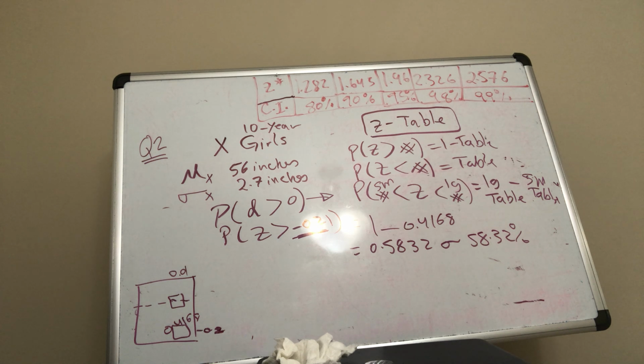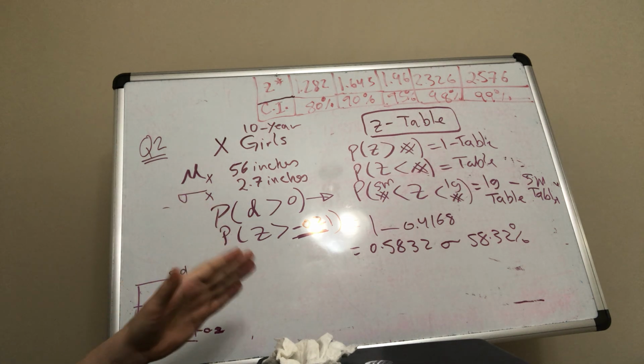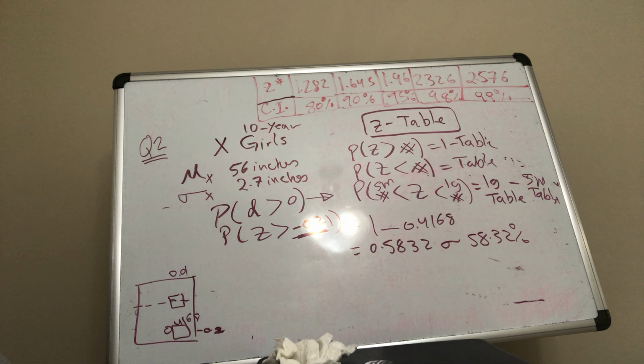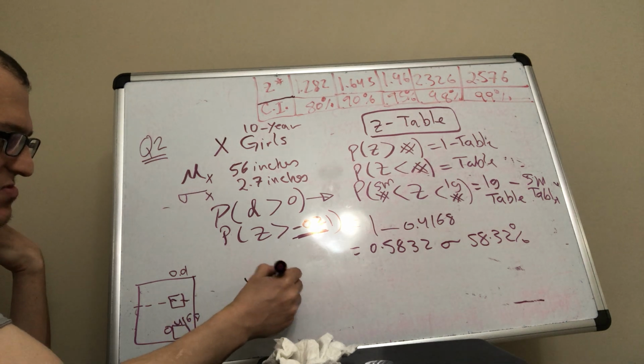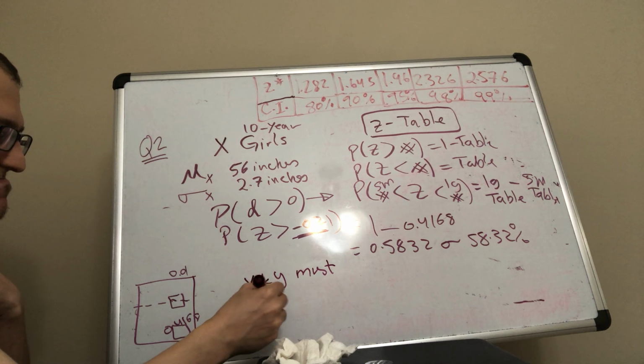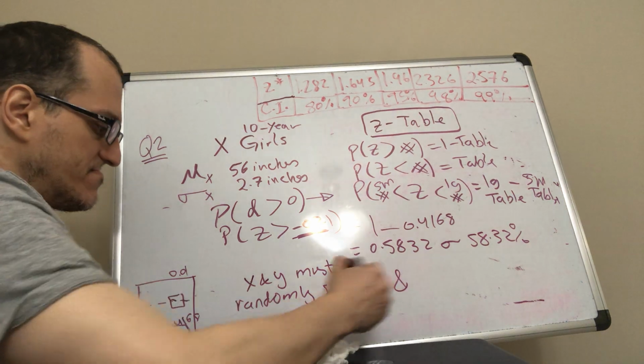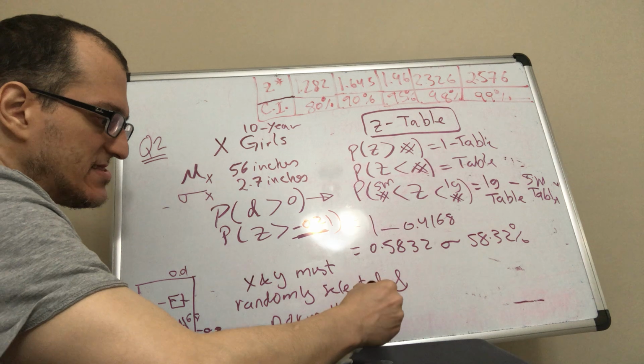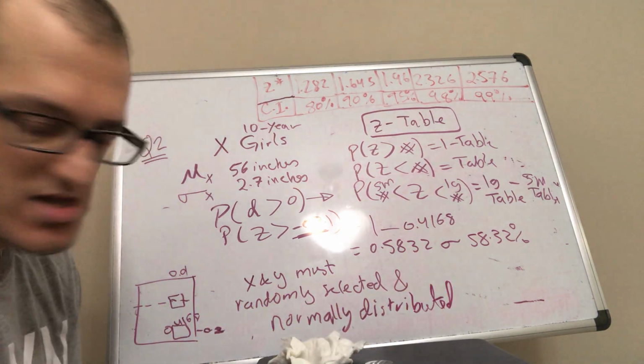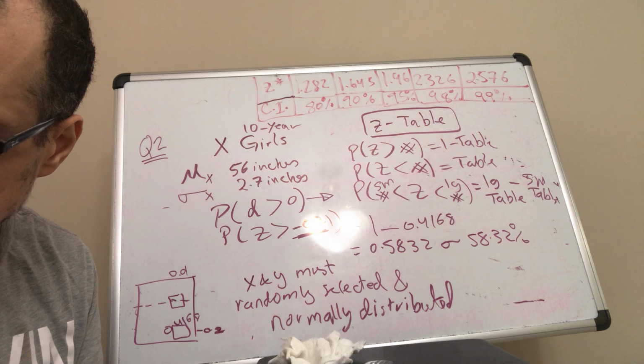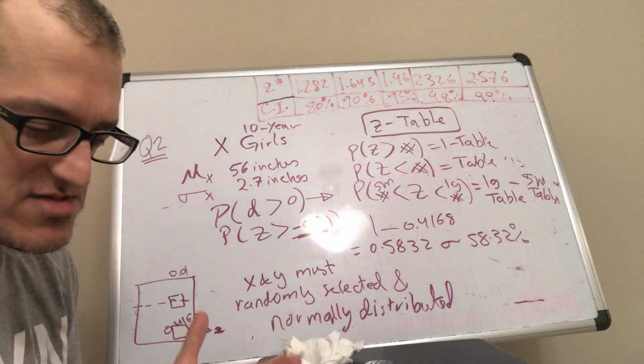So you go back to the actual question. I told you there are some mathematical mistakes in the calculation they've done, so stick to my answers, because they got some wrong calculations. What additional assumptions? Anytime they ask for additional assumptions, say X and Y must be randomly selected and normally distributed. The fact that they're normally distributed is more important.